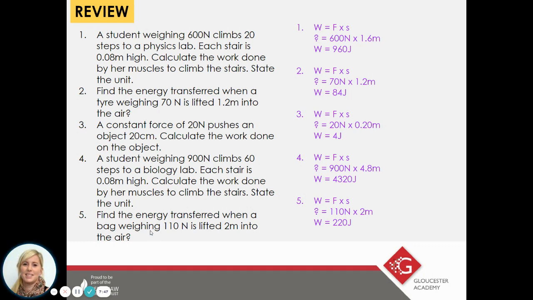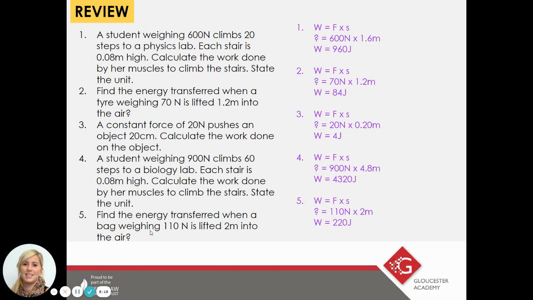This time, the student weighing 900 newtons climbed 60 steps to a biology lab. So coincidentally, the school that I went to when I was younger had 3 floors for the science department, and you had to run up a lot of steps to get to the top labs. So 60 steps times 0.08 to get the total distance of 4.8 meters. Okay, and then you do 900 times 4.8 and you get the final answer of 4,320 joules.